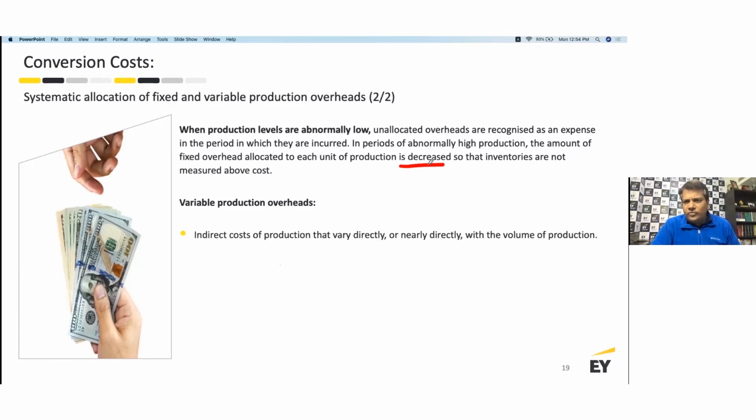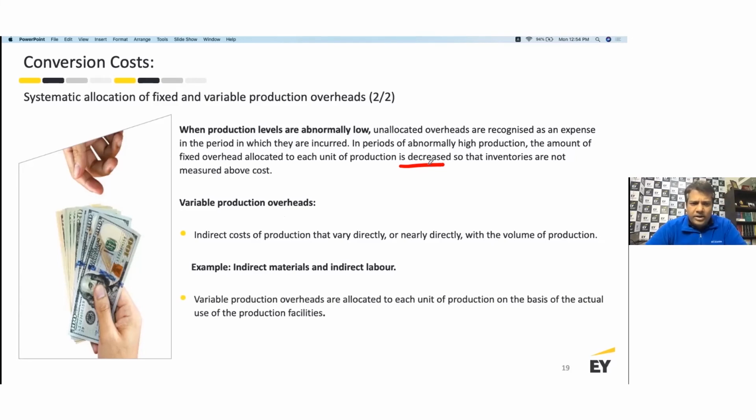Now, when it comes to variable production overhead, it's much simpler. Variable production overheads normally vary with per unit of output, right? These are indirect costs of production that vary directly or nearly directly with the volume of production: indirect material, indirect labor, all of them in a way get allocated to each unit of production on the basis of the actual use of the production facility. All right.